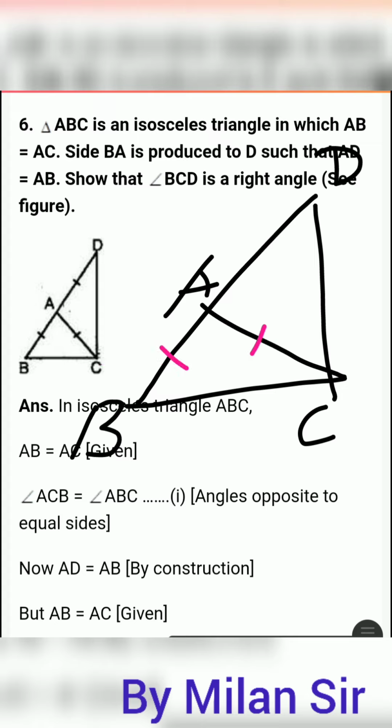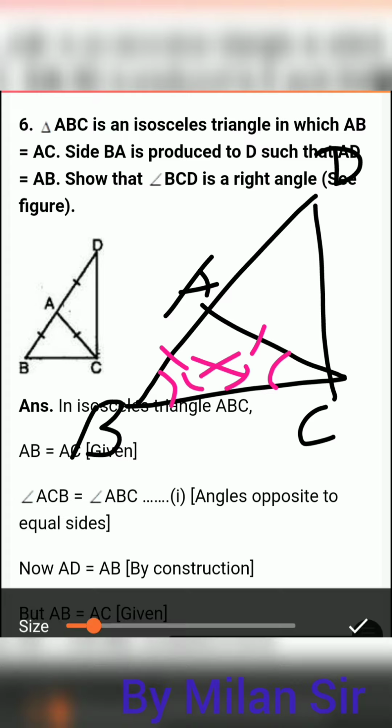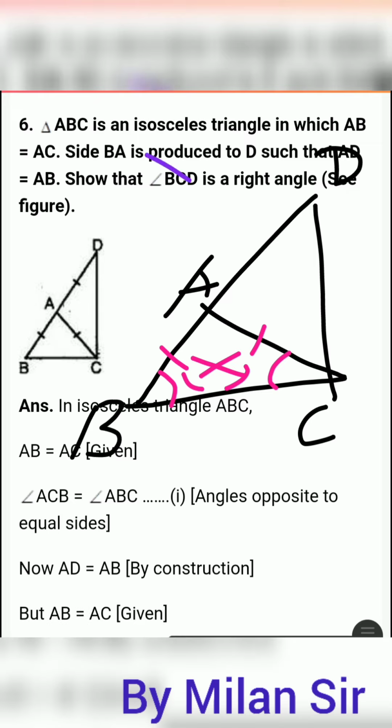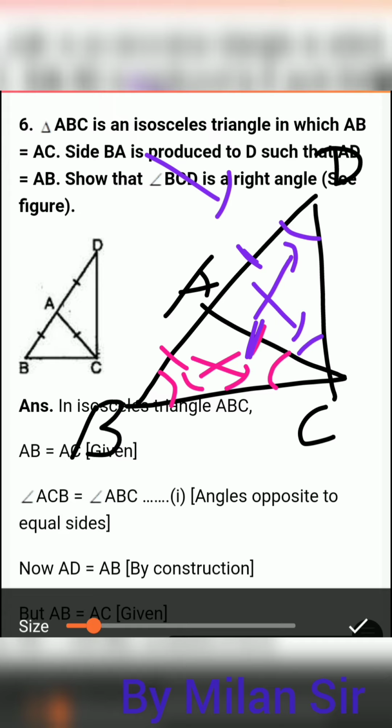In this triangle ABC, these two sides are the same, so these two angles are the same. Opposite angles are the same. Then in this triangle, these two sides are the same, so here too the opposite angles are equal. So here these two angles are the same, and here these two angles are the same. After that we need to use the angle sum property.